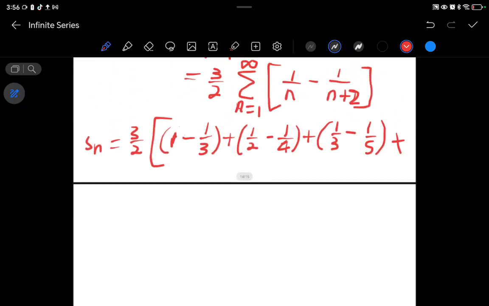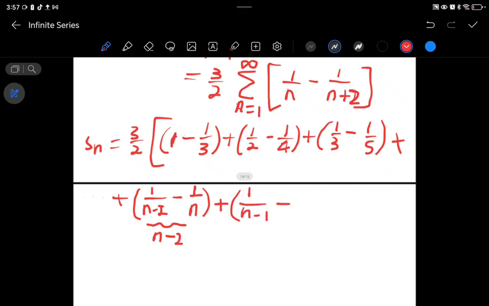Then I want to expand the last terms. So I'm going to focus on n minus 2. I'll start by plugging in n minus 2. So I get 1 over n minus 2, minus, if I plug in n minus 2 there, I'll get 1 over n. Plus, I plug in another n minus 2. Now it's n minus 1 because it's increasing by 1. So now it's n minus 1 minus, if it's n minus 1, that will eliminate and get 1 over n plus 1.